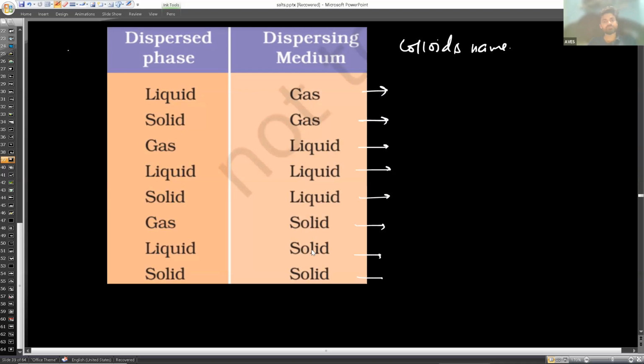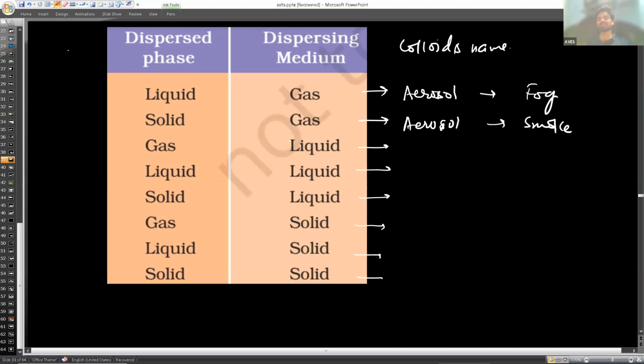Done? Yes, sir. Okay. Liquid plus gas, what is it? Sir, aerosol. Aerosol. Solid plus gas is also aerosol. Smoke is an example of solid plus gas, and fog is an example of liquid plus gas.